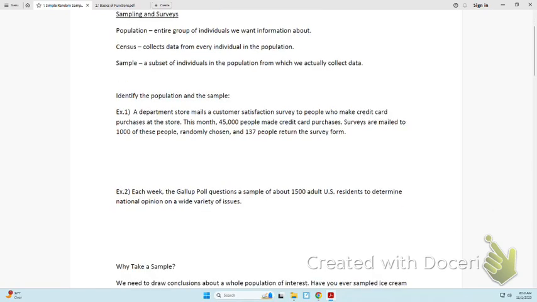A census is actually the best case scenario, but many times it's impossible because your population is so large. So let's practice identifying population and sample. So on number 1, maybe hit pause and read through it. The population. If you know the total number of people you're looking at, write that down. But our population is 45,000. Let's back up. 45,000 people, I was mixing up number 1 and number 2.